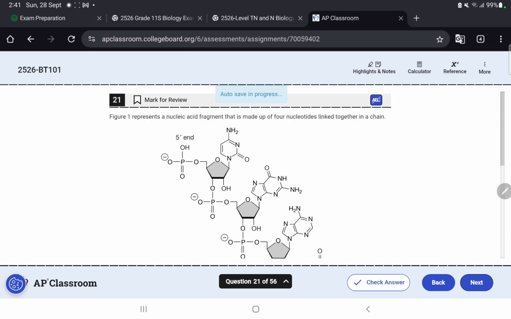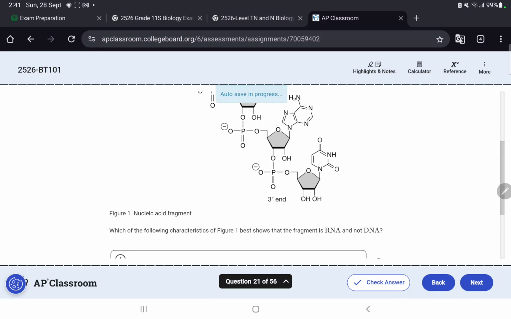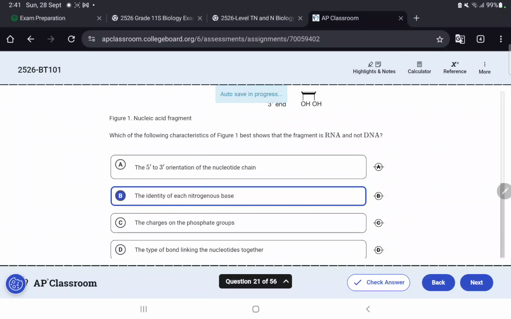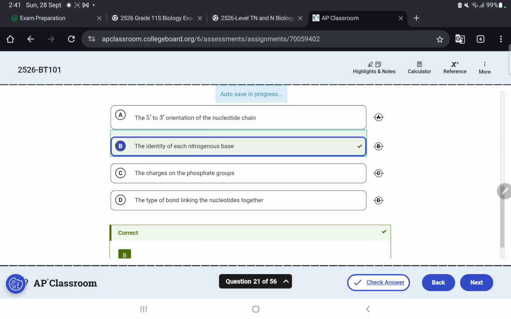Figure 1 represents a nucleic acid fragment that is made up of 4 nucleotides linked together in a chain. So here you have 4 nucleotides in a chain. Which of the following characteristics of figure 1 best shows that the fragment is RNA and not DNA? The identity of each nitrogenous base. Correct, RNA contains uracil, whereas DNA contains thymine, just like I said.